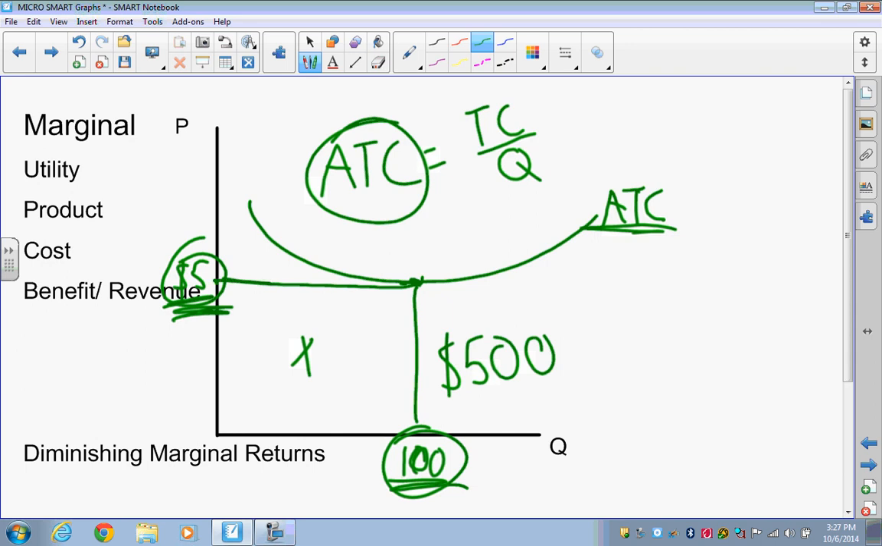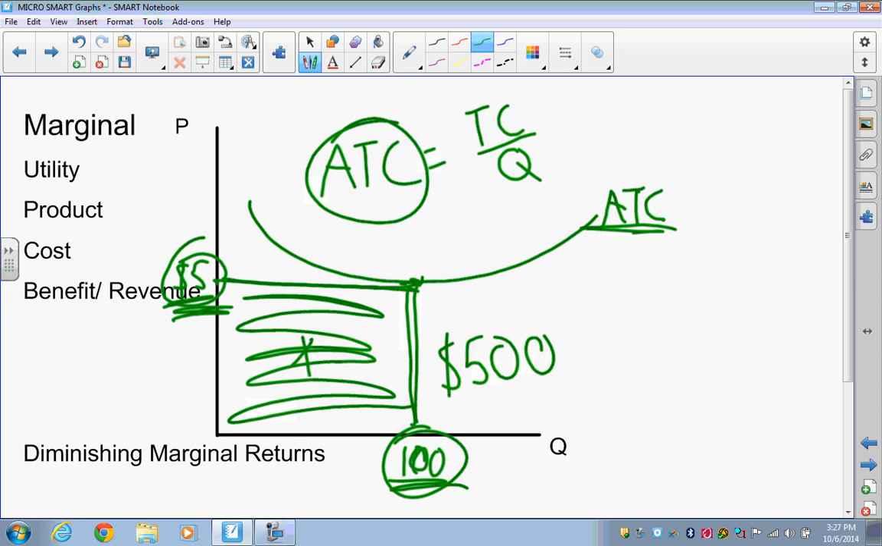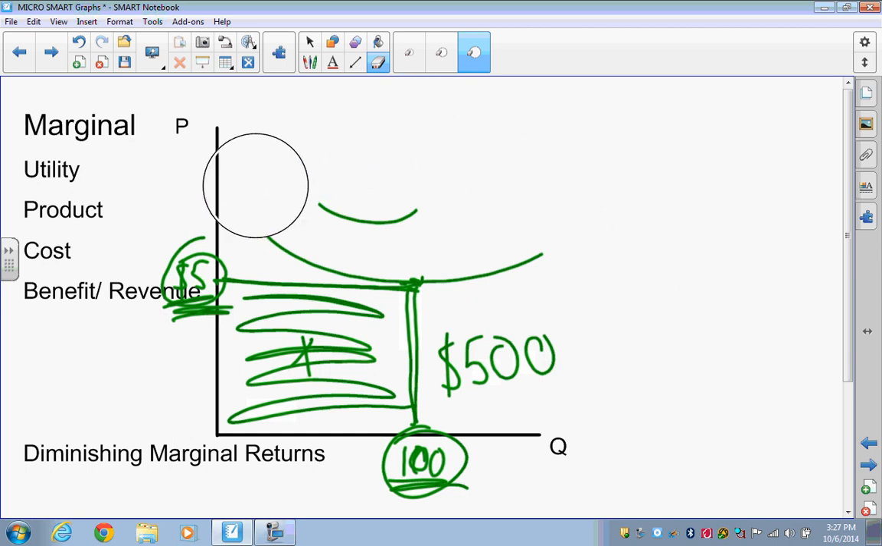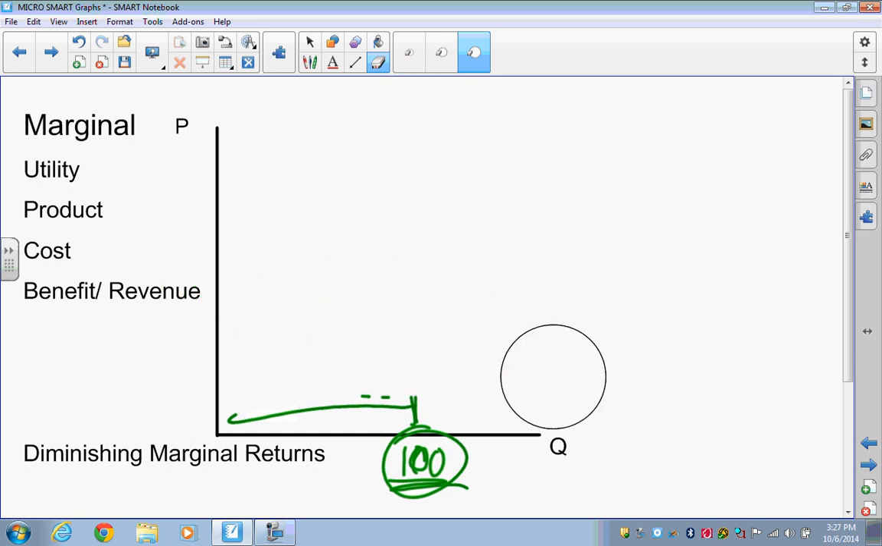And that means that the area of this square, this rectangle right here, what is the area of that? 500. And therefore, it's going to be really useful when we start getting deeper into the graphing to know this. All right, there's other types of costs besides marginal and average total cost. What are the other types of costs that we could have?